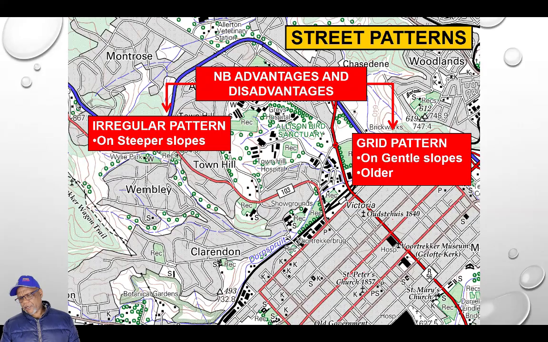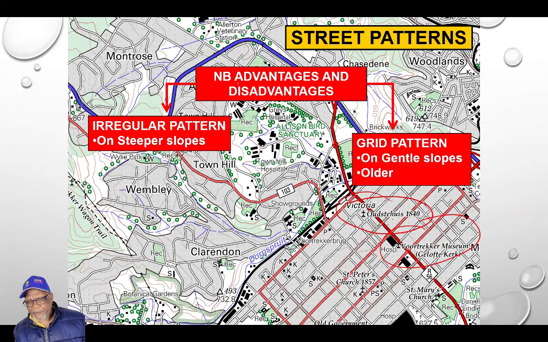Now, let's look at the characteristics of the grid pattern. It is on gentle slopes. How do you tell the slopes are gentle? You can see with the contour lines that are far from each other. This is usually the older part of the city. How do you tell it's the older part of the city? You can see we have monuments there. Those are the characteristics. And then you must know the advantages, and you must also know the disadvantages.